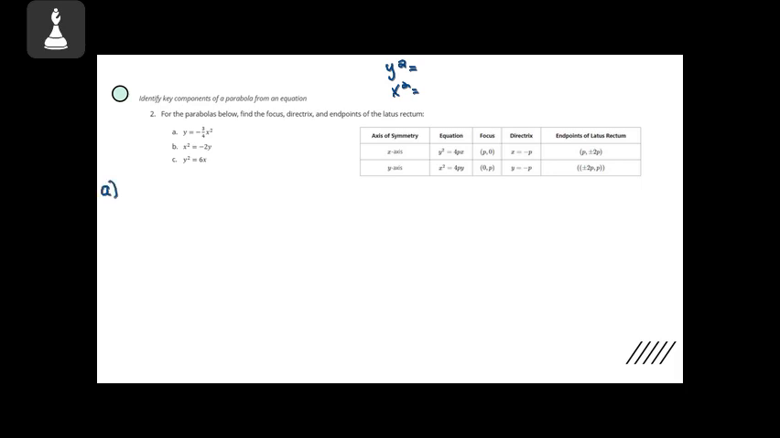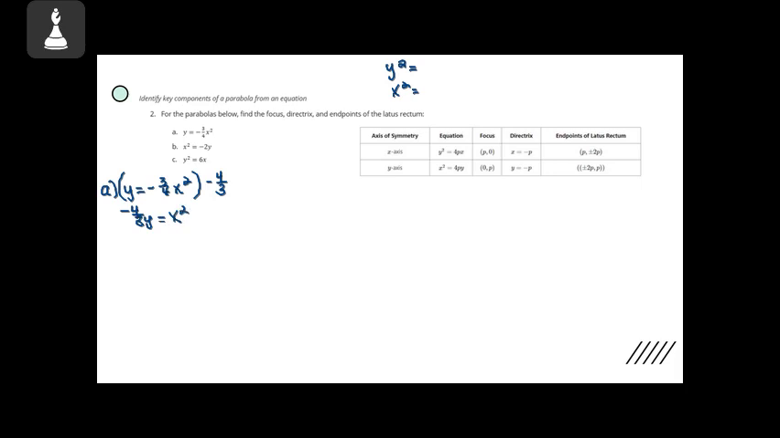So looking at A, we have y equals -3/4 x squared. Right now, this is not solved for x squared. In order to get x squared by itself, if I want to get rid of a fraction, I'm going to multiply both sides by the reciprocal. So I'm going to multiply by negative 4/3. So I have negative 4/3 y equals x squared. Now I'm in the form that I can pick out all of these pieces.